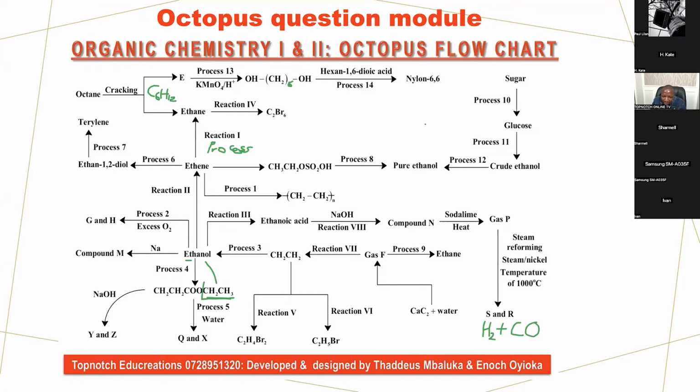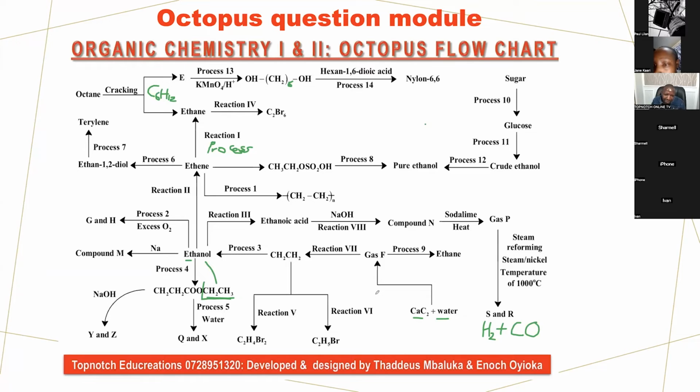Then we go here to connect calcium carbide plus water and we get gas F. Excuse me, teacher, you said it is hydrogen gas and carbon monoxide or carbon dioxide? Monoxide. I even wrote it. Oh, thanks. We have calcium carbide plus water, we are getting gas F. What is gas F? Ethyne. So then we have ethyne.